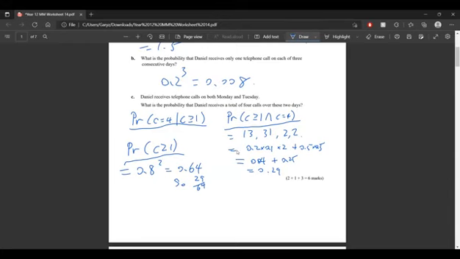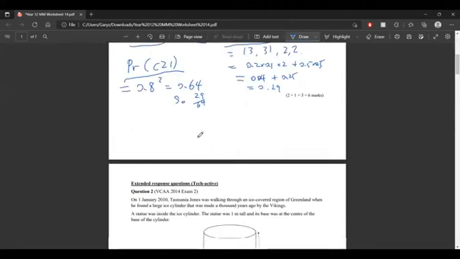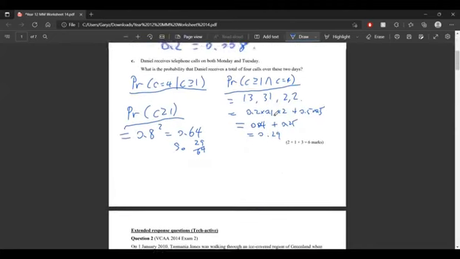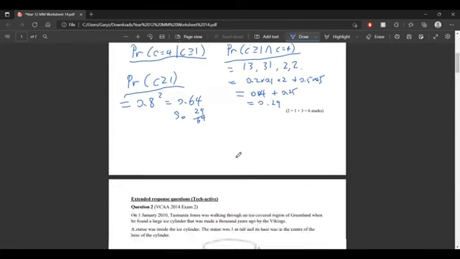And finally, we work out the probability that both days they receive at least 1 call, and that's just 0.8 squared, because the probability of receiving no call is 0.2, so the probability of receiving some call is 0.8, and for 2 days is 0.8 squared. And finally, it's just 0.29 over 0.64, which is 29 on 64.